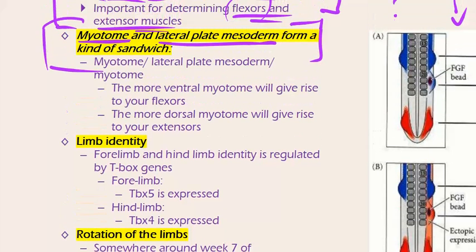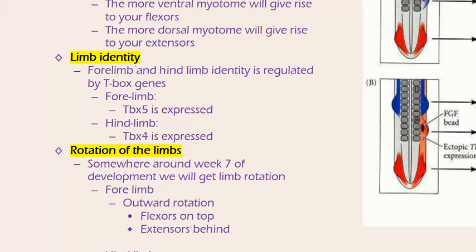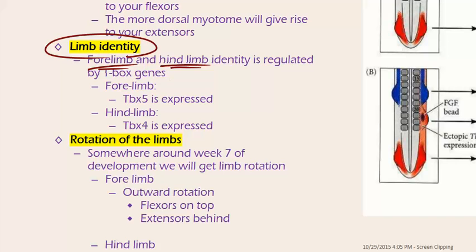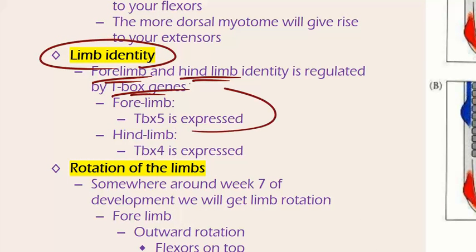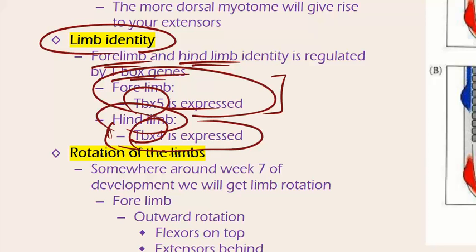So we talked about the axes, and we talked about the myotome forming the sandwich. Now we get into the limb identity. What's going to specify that you have a forelimb or a hind limb? There are these T-box genes. In your forelimb, you're going to have the expression of TBX5 around the limb bud, and that's going to specify that it is a forelimb and not a hind limb. For the hind limb, around that limb bud, you're going to have the expression of TBX4, and that's going to specify that it's a hind limb.